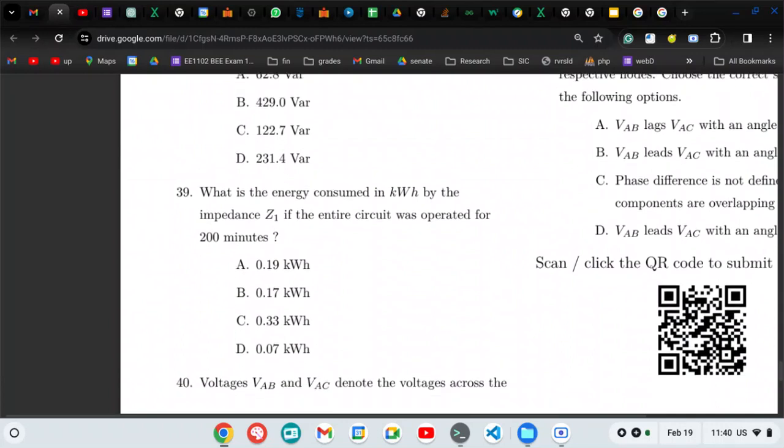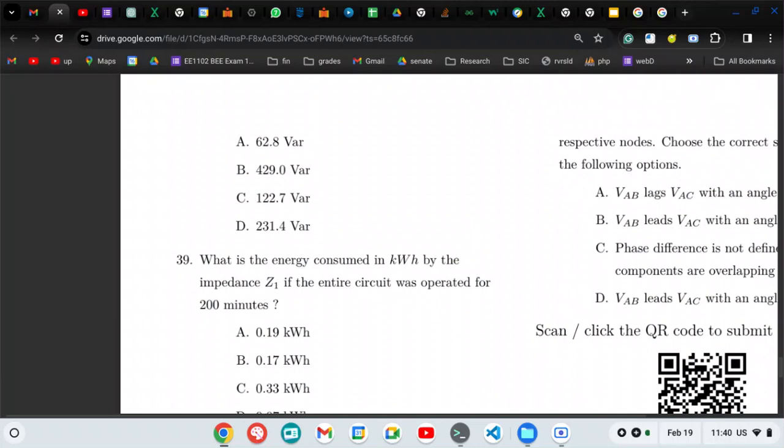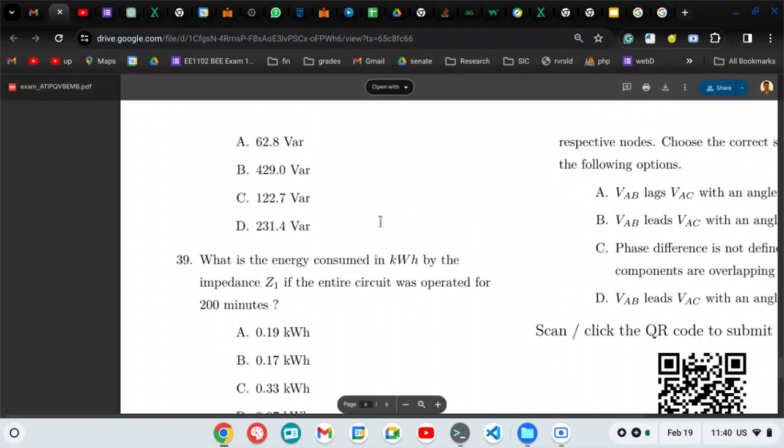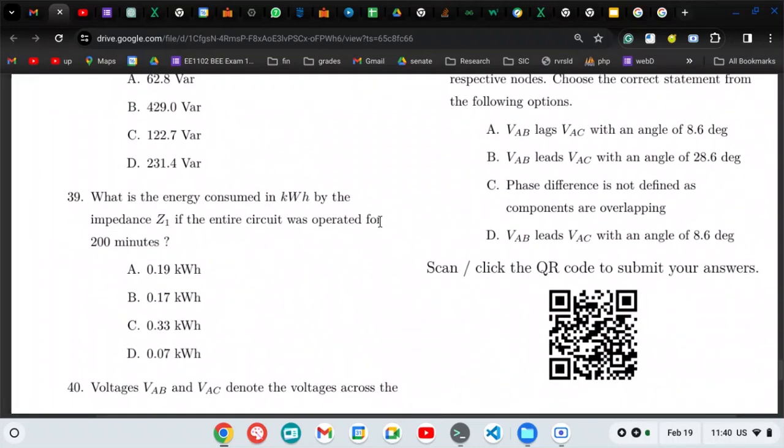VAB, VAC denote the voltages across. So what is your question on this? See, VAB and VAC are again complex numbers. Convert to polar. So then you will get two magnitudes and two angles. Okay. From that you can find. So for example, I'll give you.